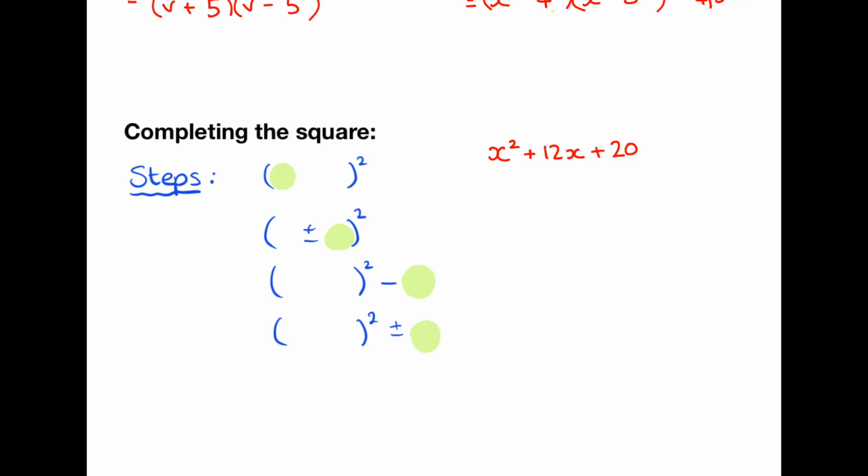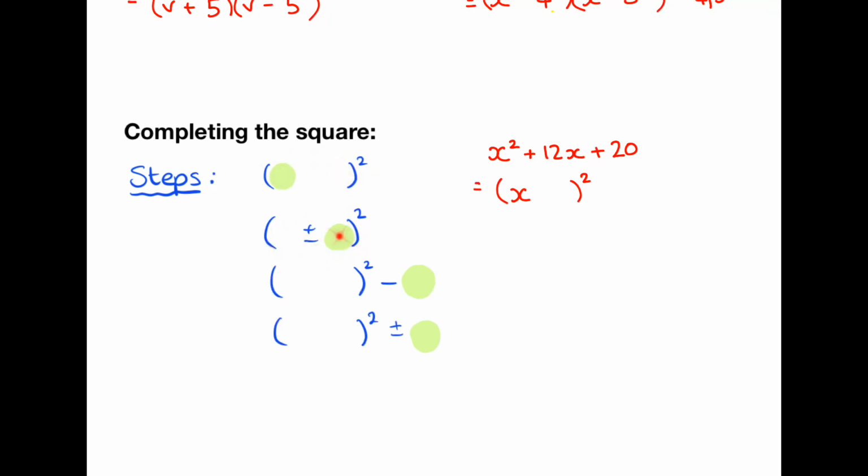Okay, so if we have a look at our first step here, we need a squared bracket and we need to put the thing that goes there. All right, so let's do that. Let's make a squared bracket, and the thing that goes here is always just what's squared at the beginning, so that's just x. Okay, working down the list, so we've done that.